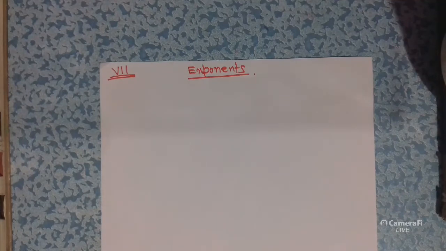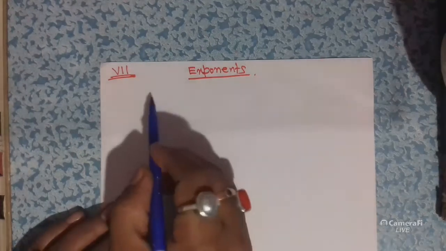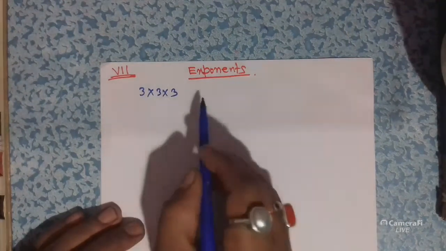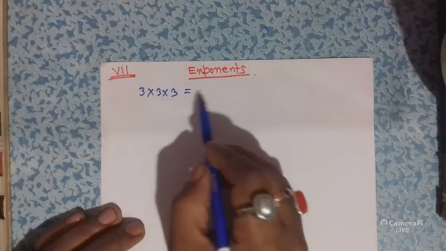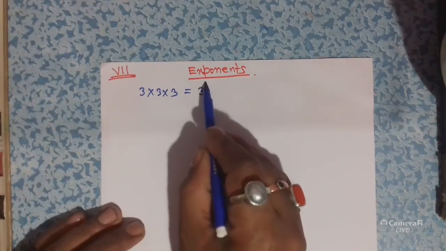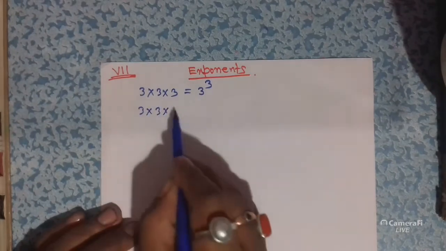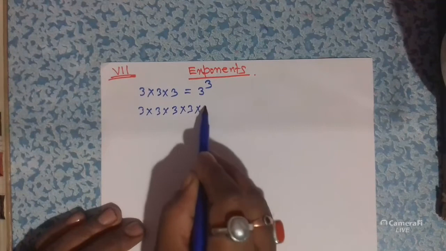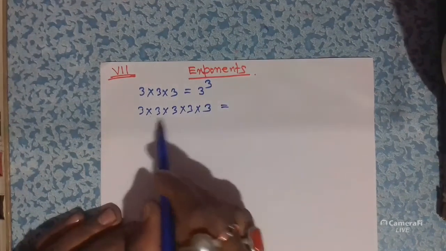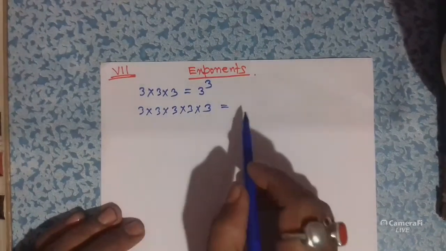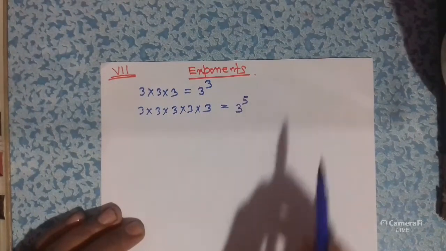So students, today we are going to discuss exponents. If I write 3 multiply 3 multiply 3, then it can be written as 3 to the power 3. Similarly, if I write 3 multiply 3 multiply 3 multiply 3 multiply 3, then how many 3's are there? 1, 2, 3, 4, 5. 5 3's are there. So we can write it as 3 to the power 5.